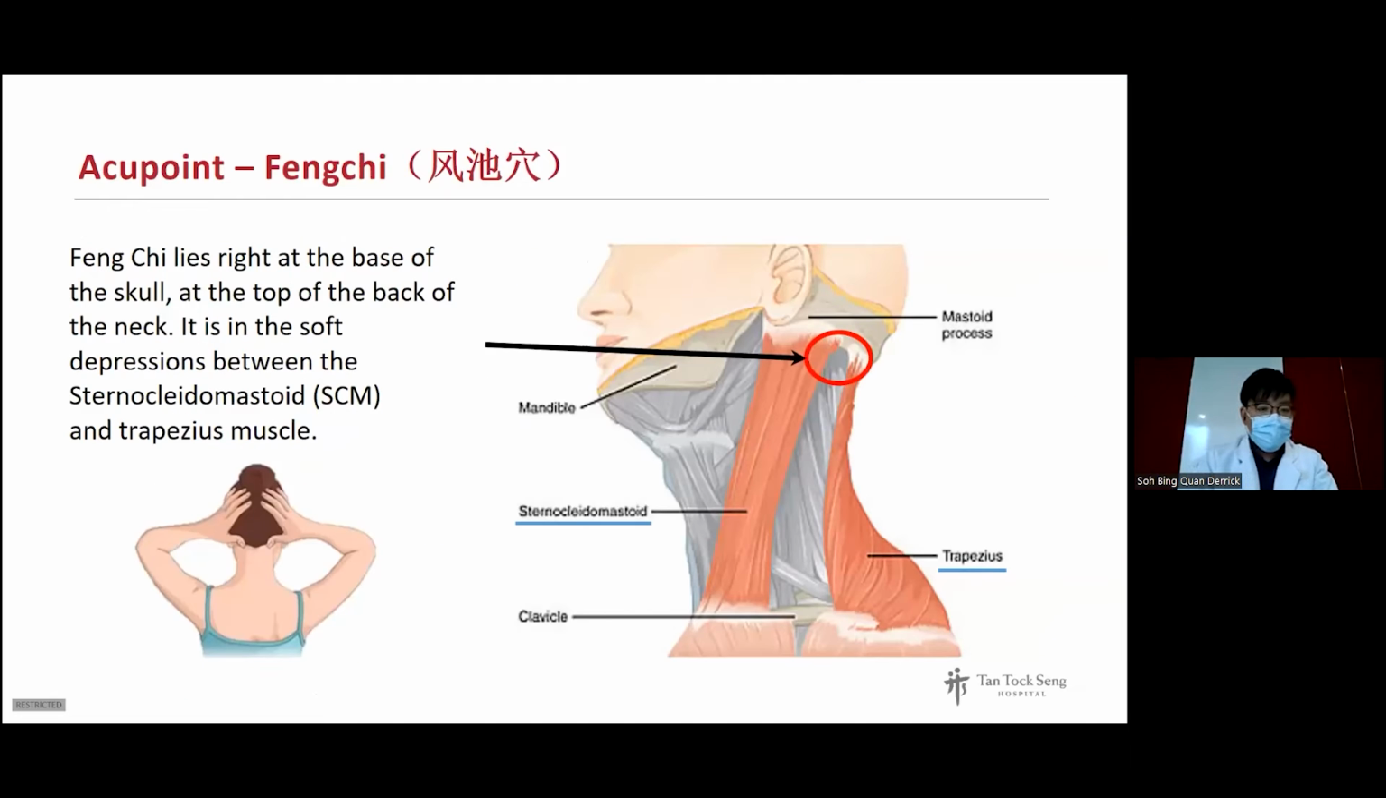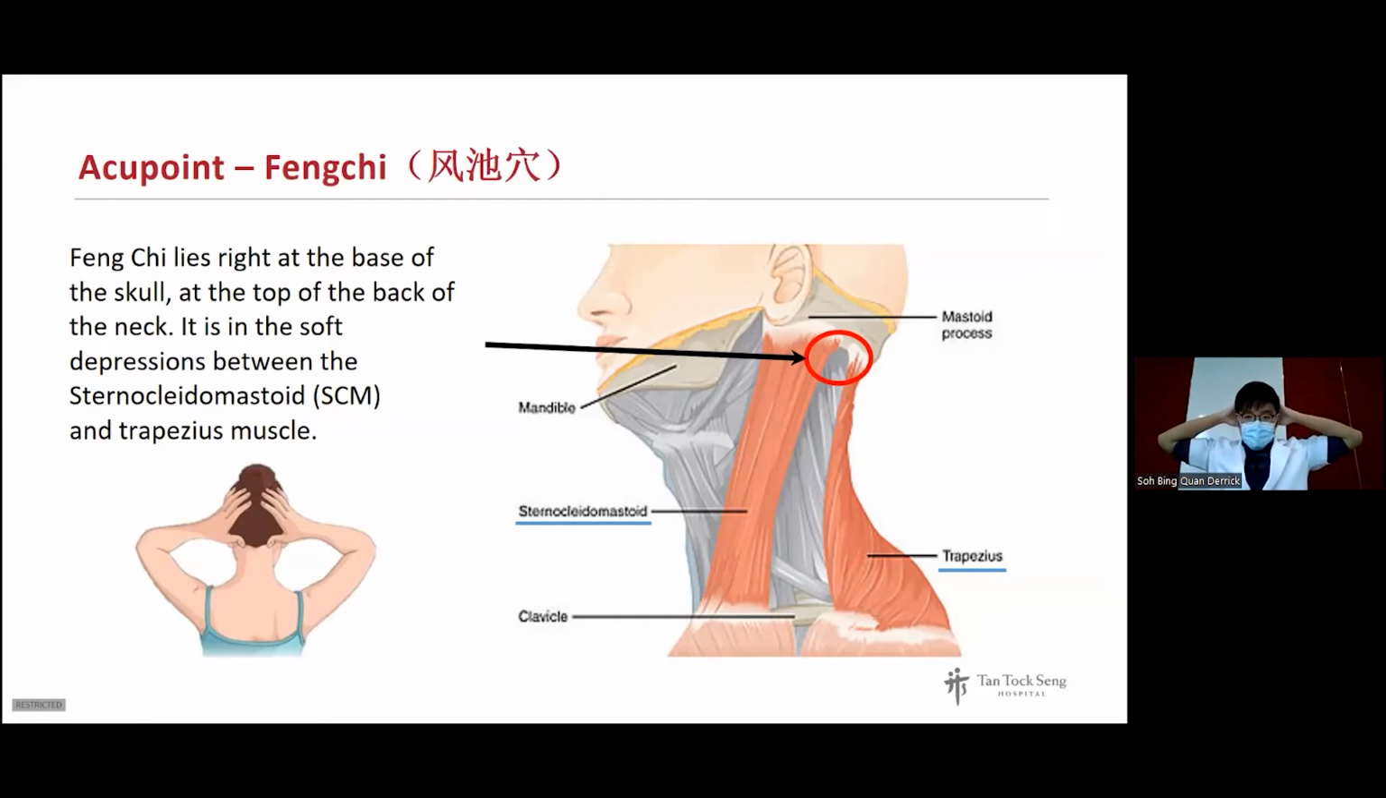Okay, so where is Feng Chi? Feng Chi is at the back of the head, the back of the skull. So it's over here. You can see here, it's below your occipital bone, your skull. So you just run your hand down all the way to the end of the skull. On both sides, you can feel a depression. This depression is between the SCM and the trapezius muscle. Okay, so for this depression, you hold your hand like this and use your thumb.